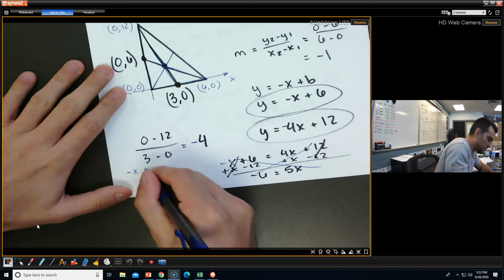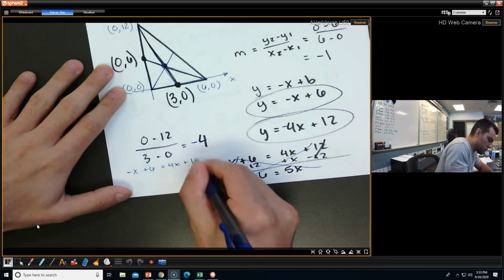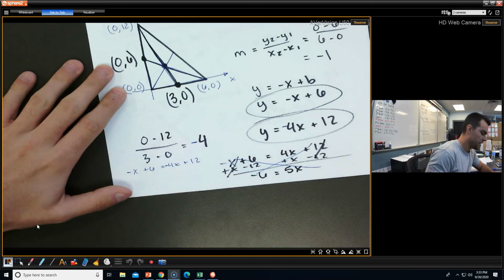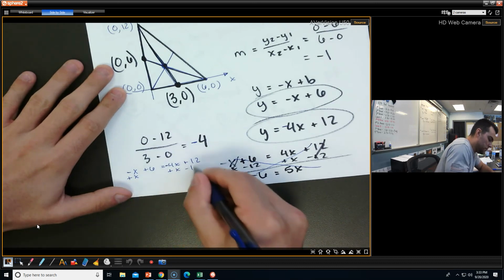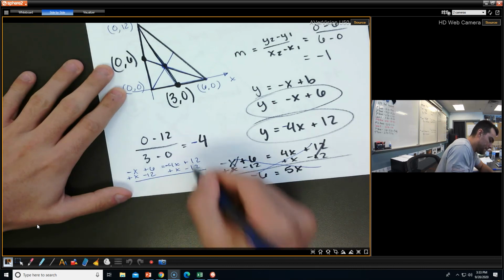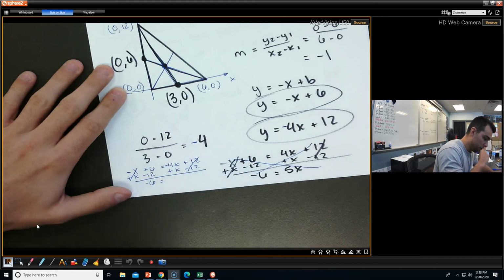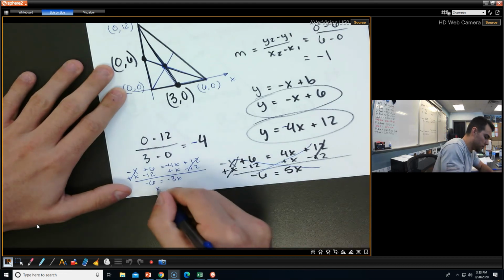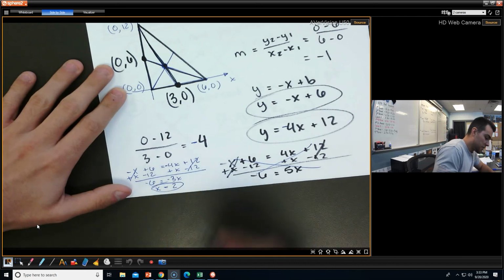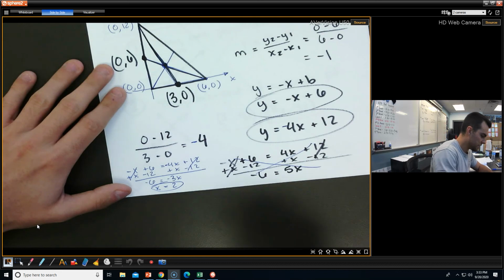So we got negative x plus 6. We're going to equal that to 4x plus 12. It's a negative 4x. Okay. Now let's go ahead. Let's move the x over. And let's move the 12 over. So we get negative 6 equals, this will be negative 3x. And now x is going to just equal 2. It's supposed to get a nice answer of 2, not 6/5. That would have been weird.